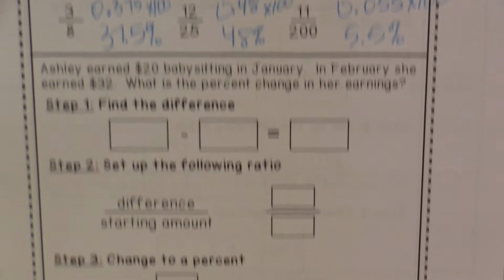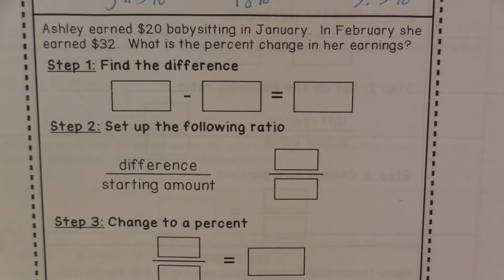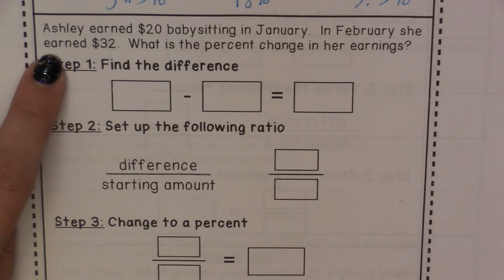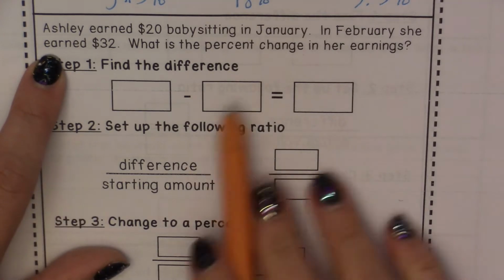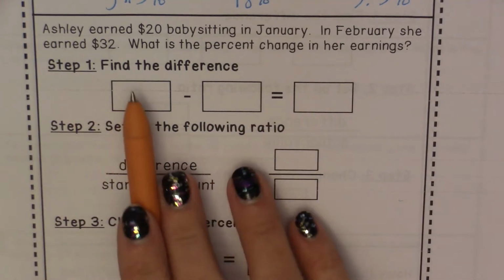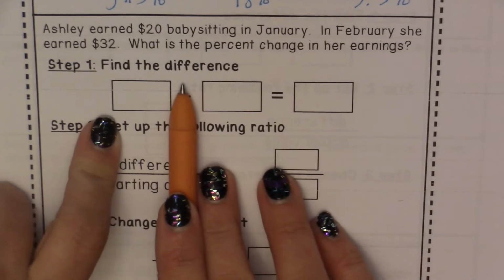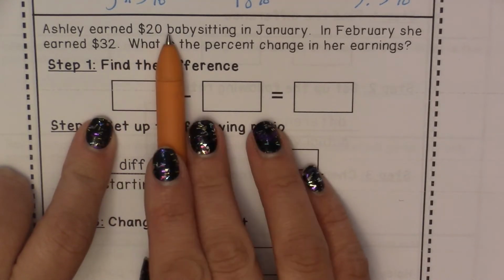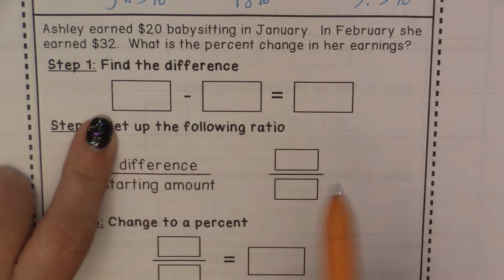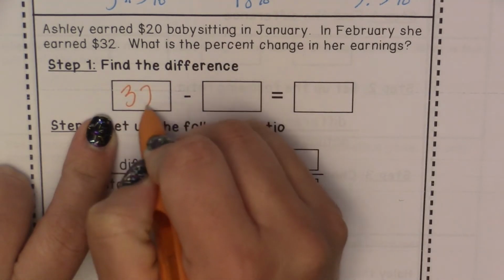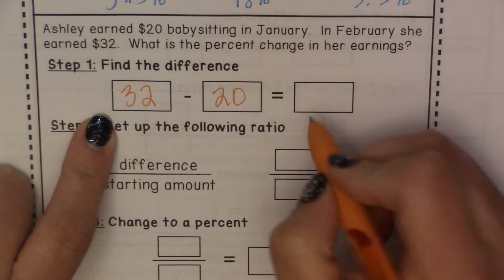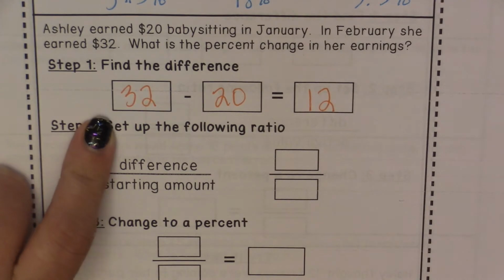All right, so let's look at the steps to find the percent change. In our example, Ashley earned $20 babysitting in January. In February, she earned $32. What is the percent change in her earnings? Our first step is to find the difference between the numbers. We've talked about in class that it doesn't matter which way we subtract these because we're taking the absolute value of that. So I'm going to do 32 minus 20, and that gives me a difference of 12.